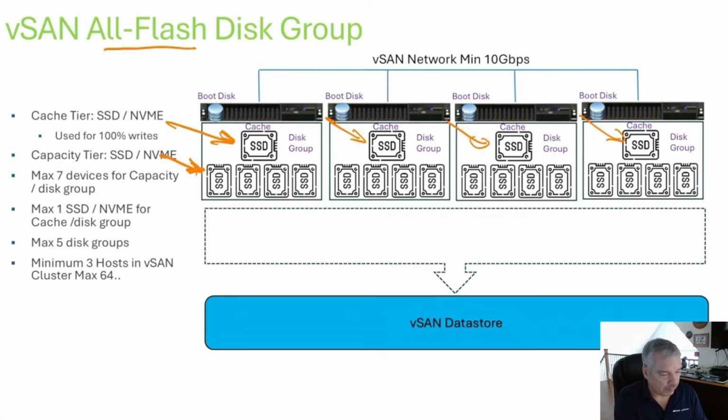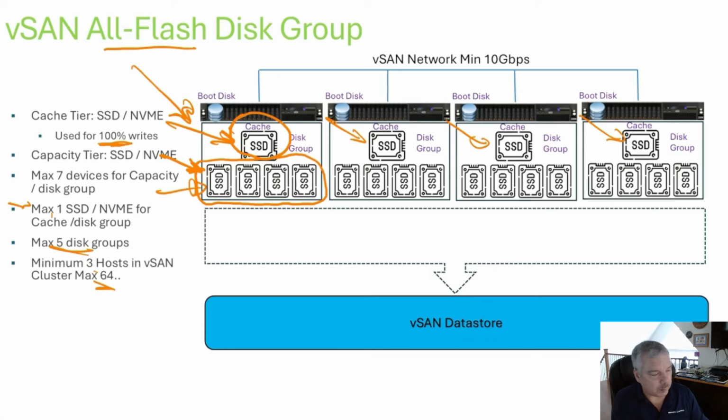So over here on the all flash, you're dealing with all solid state drives, right? So one of them, again, in the disk group will be dedicated as a cache, and in this one, we use this for 100% of the writes, okay? And then we have our capacity drives are all solid state as well. Same kind of stuff applies, up to 7 capacity drives per disk group, up to 5 disk groups max per server, and maximum 1 SSD or NVMe for the cache, and again, minimum of 3 hosts. As I mentioned, the max is 64. But in this example here, it's actually going to be really, really fast.